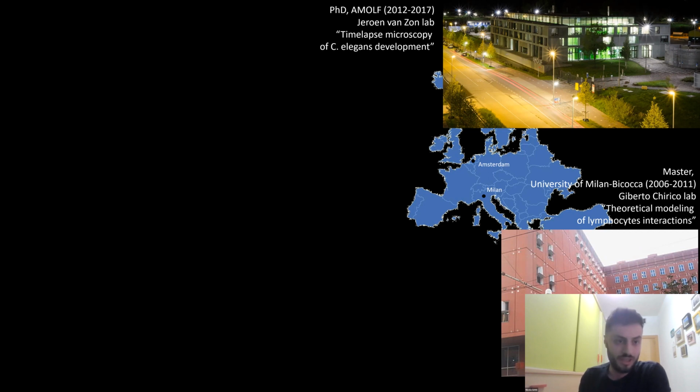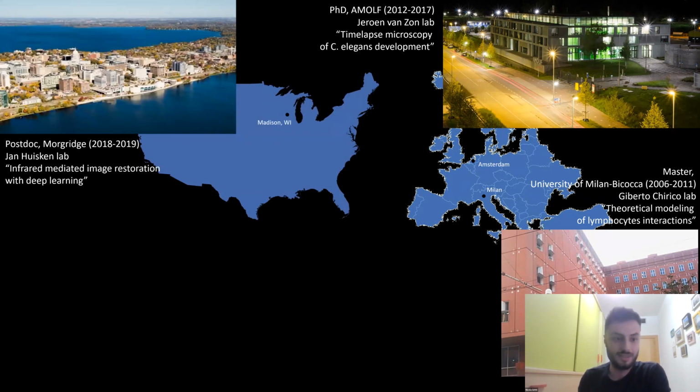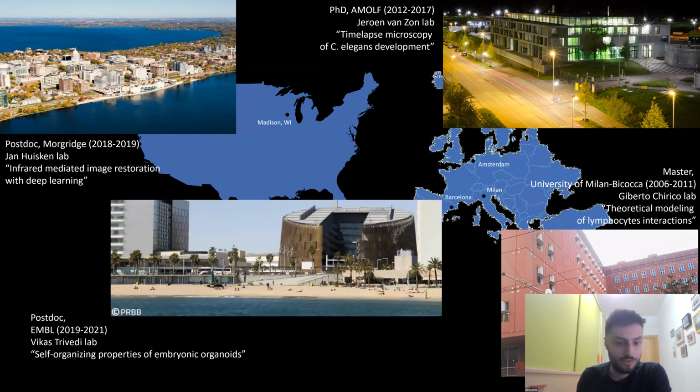After my PhD, I moved to the US in the lab of Jan Huisken, where I started working with light sheet microscopy, with infrared imaging, and in particular using these kinds of data sets to perform image restoration using deep learning techniques. In 2019, I moved to Barcelona at EMBL in the group of Vikas Trivedi, and most of the work that I will present today was developed during my postdoc time in his lab.